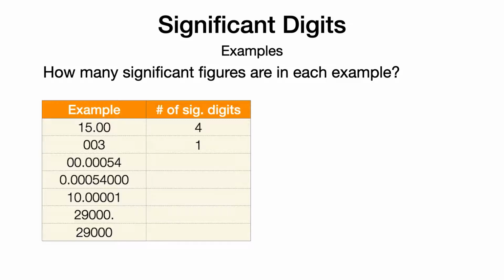The next example, 0.00054. And the correct answer in this case is two significant digits, the 5 and the 4. The next example, it's the same quantity, 0.00054, but now there are three trailing zeros. How many significant digits?